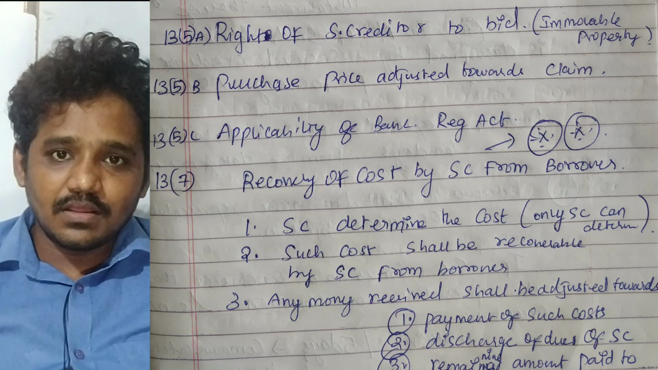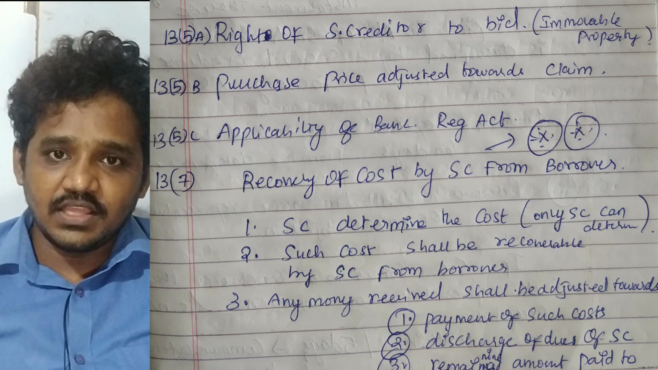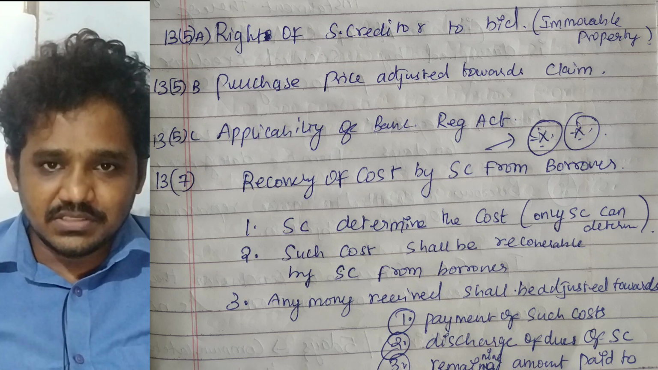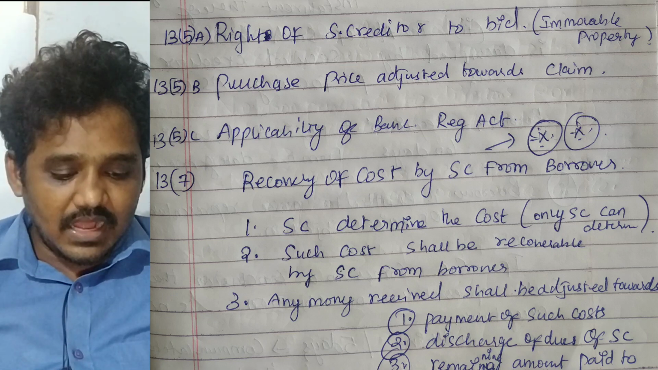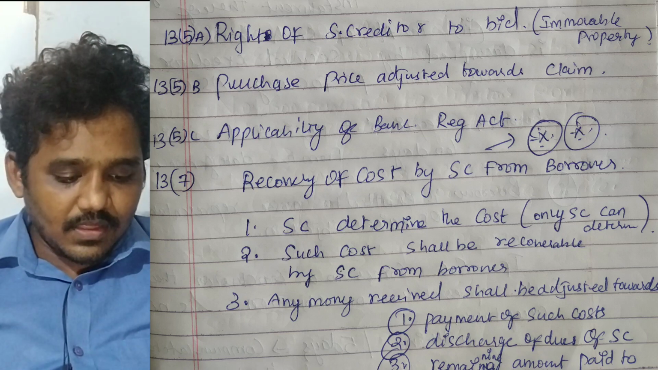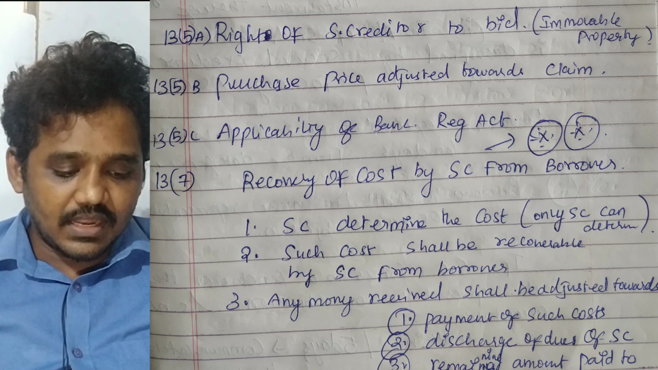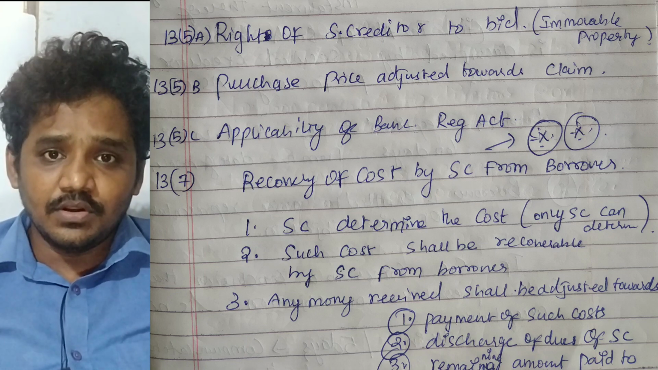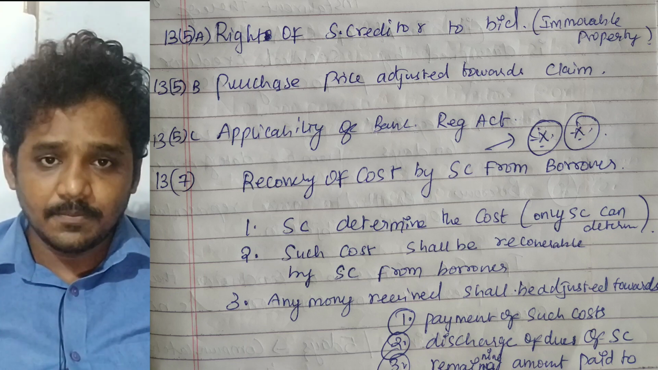That is nothing but as a result of selling the immovable properties or the securities, they will get some amount. That amount will be adjusted towards the purchase price, and the remaining amount will be handed over to the borrower. Now, applicability of Banking Regulation Act. Yes, all the Banking Regulation Act will also be applicable in terms of the immovable property.